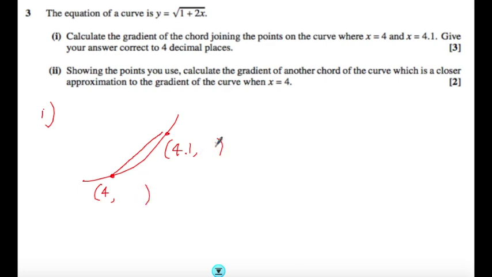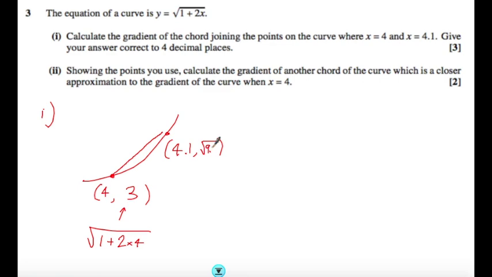So if we're finding the gradient, the first thing we need is the y values. So if our x value is 4, our y value is going to be the square root of 1 plus 2 times 4, which is the square root of 9, which is 3. Now if we put in 4.1, we're going to be doing 1 plus 2 times 4.1 and square rooting it. So it's going to be the square root of 9.2.